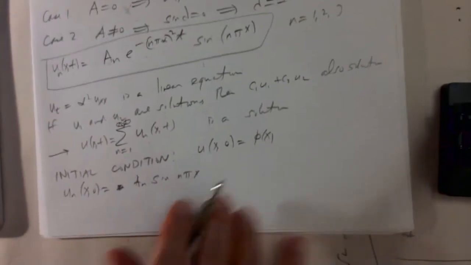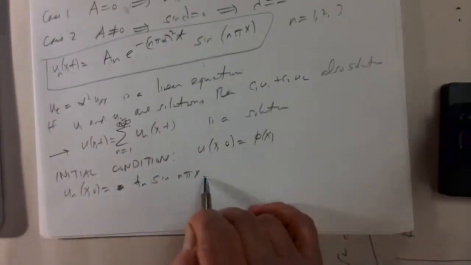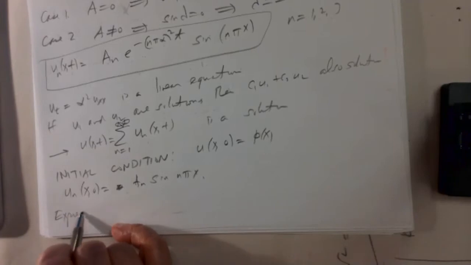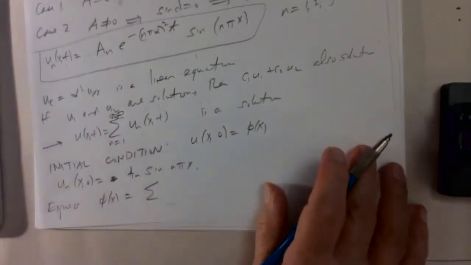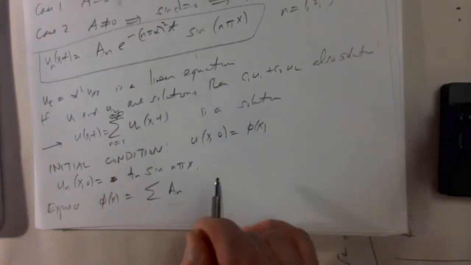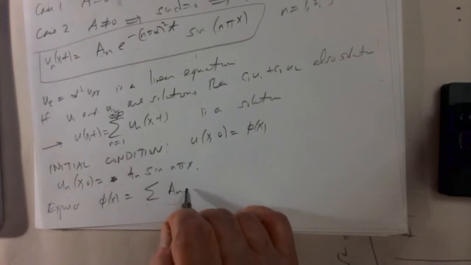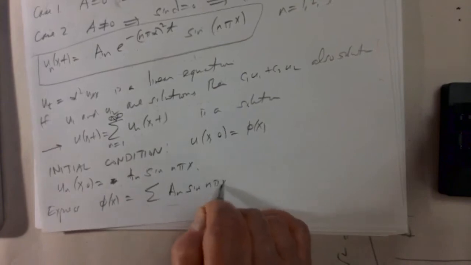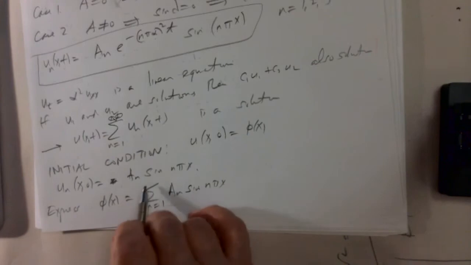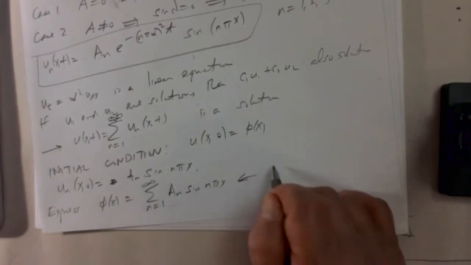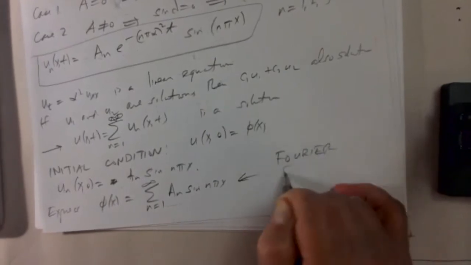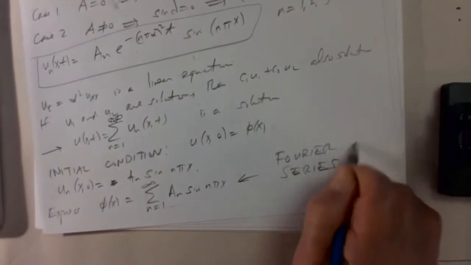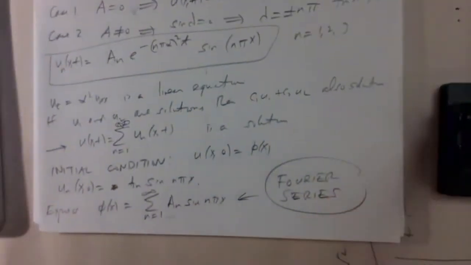So what I want to do is express the function phi of x as some series of these functions that I know are solutions, a sub n sine of n pi x, and goes from, let's say, 1 to infinity. Now, a series like this is called a Fourier series. It's an example of a Fourier series. In general, you would allow sines and cosines both.